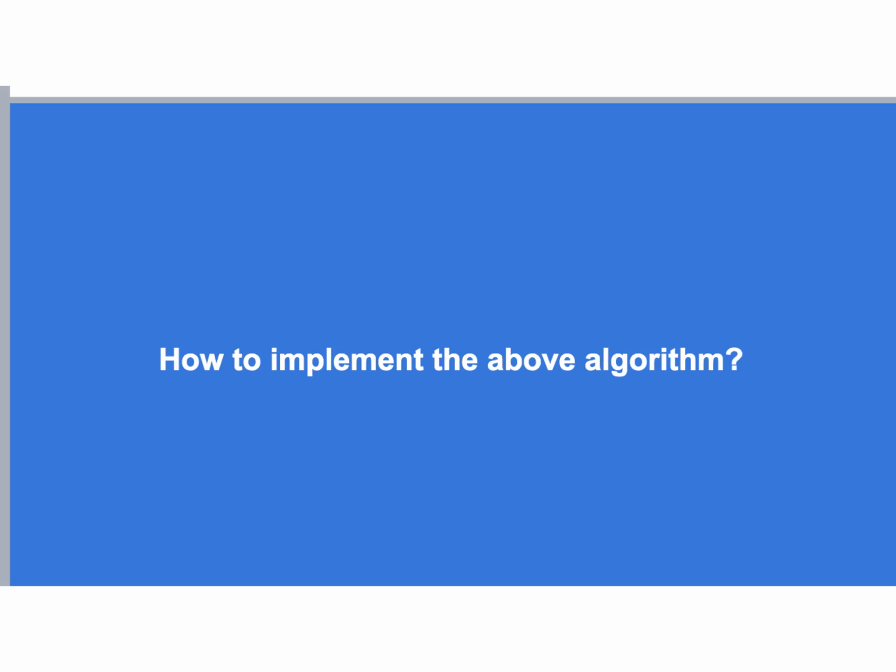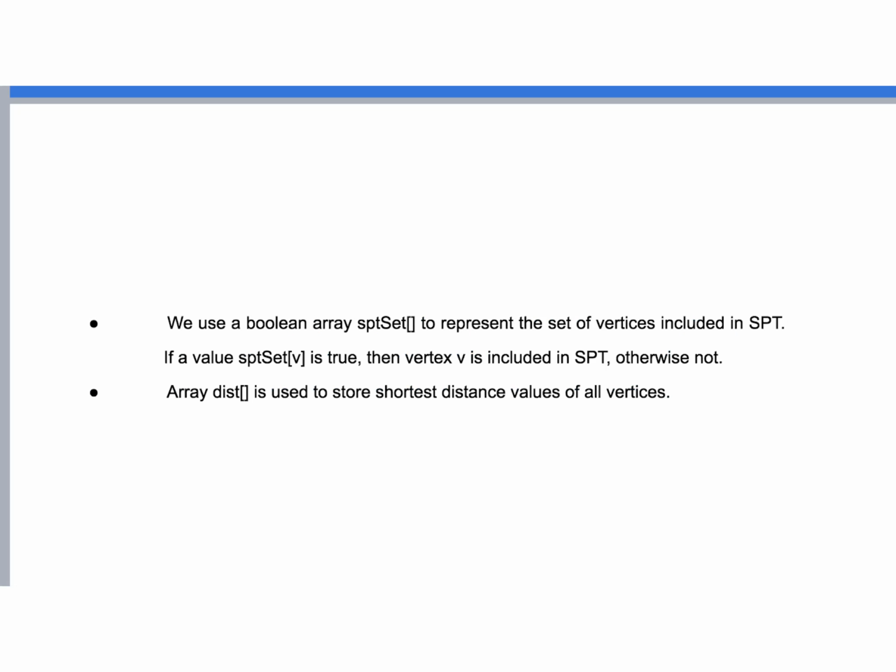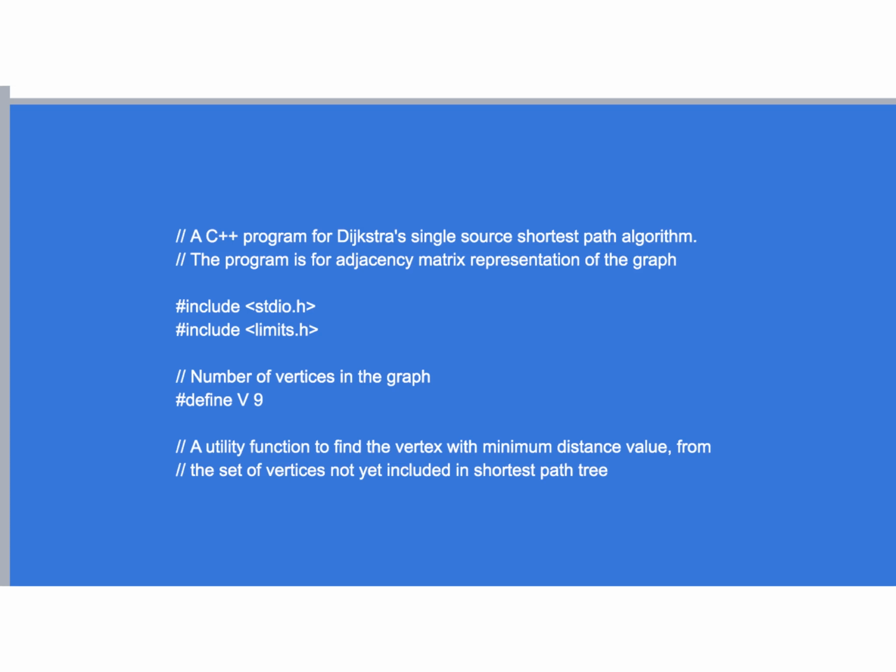So the implementation, it's basically the same. Let's take a look at what actually changed here. So we're going to use a Boolean set, the special set, to represent the set of vertices included in the SPT. And we're going to use the SPT set V is true to indicate whether it's included or not. So let's take a look.